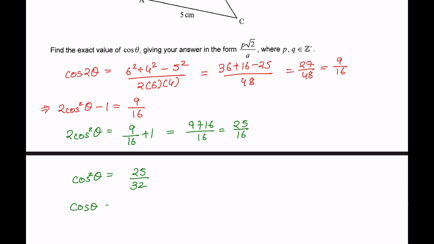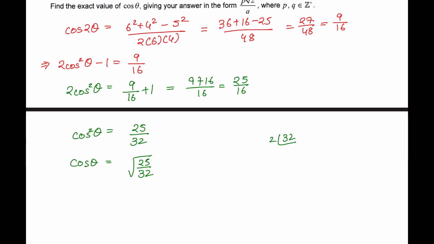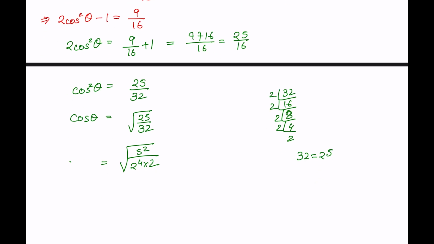So cos theta would be root under 25 by 32, right? So 32 can be written as 2 to the power of 5. So this is 25, which is 5 squared, and 32 is 2 to the power 4 times 2. And from here cos theta can be written as 5 by 2 squared, which is 4, root 2.